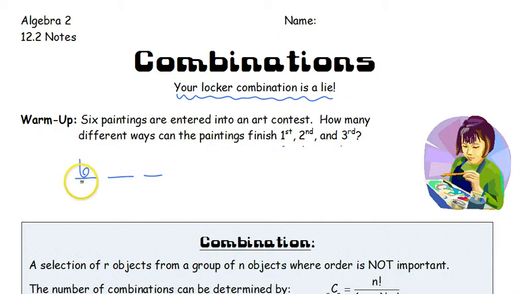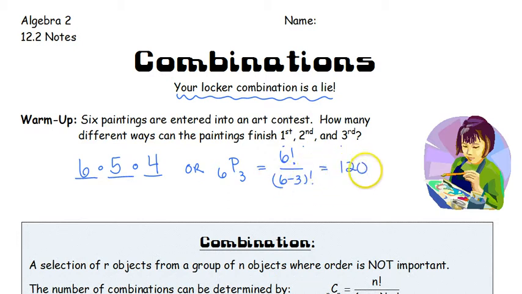Whichever one makes first is no longer in the running for second place, so we've got 5 options for second place, and we've got 4 options for third place. Or you could have remembered our little formula there. We've got 6 and we are permutating that 3, so we want to choose 3 out of those 6, which gives us 6 factorial over 3 factorial. Any of those options are still going to give you 120 different ways. So if you have 6 paintings, we've got 120 different ways that different paintings can finish first, second, and third place.